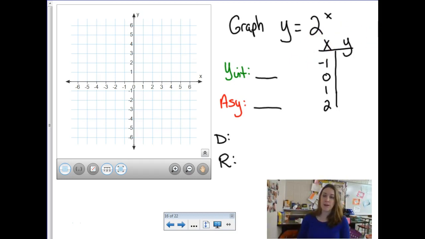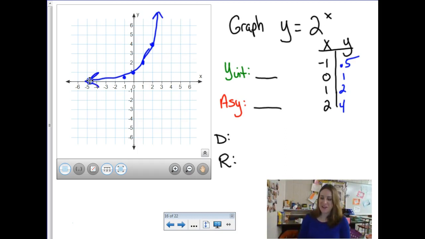So 2 to the x power, I could either type this on my calculator or just manually plug in some numbers. 2 to the negative first power would be 1/2, which is 0.5. 2 to the 0 is a 1, 2 to the first is a 2, and 2 to the second is a 4. So if I go ahead and plot these points, I'm going to get an exponential growth function, which I kind of already knew based on the base.